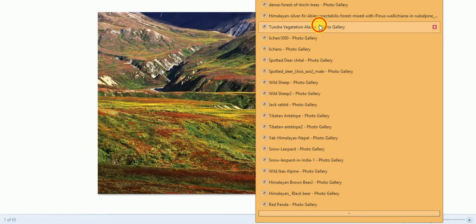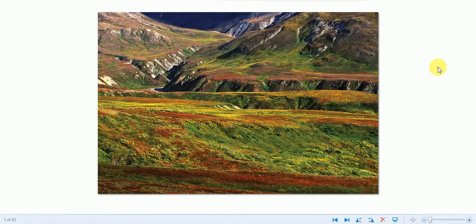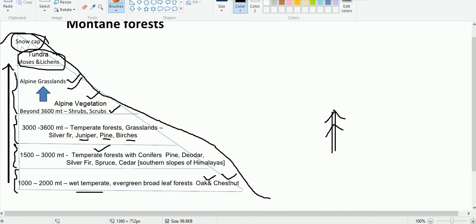This is a photograph showing tundra vegetation. You will not find big trees here, only mosses and lichens. I think you are very much familiar with mosses. Mosses also grow here on the stones and the trees and the rocks.